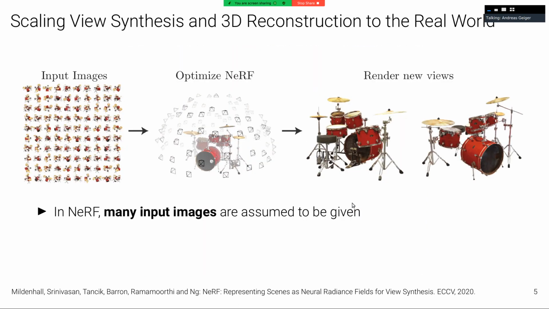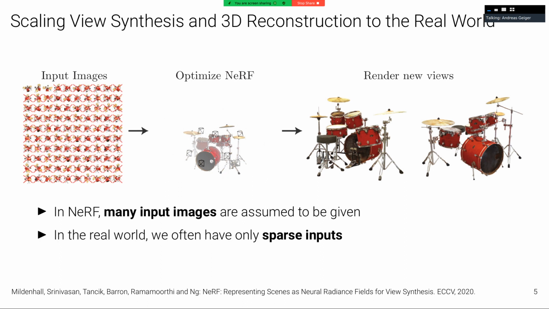However, in NeRF, many input images are assumed to be given, like illustrated here for the drum scene, for example. You need all these images here. But in the real world, we often are not in this lucky situation, but maybe we just have 3 or 5 views of the input. So we have to deal with sparse inputs, as illustrated here.